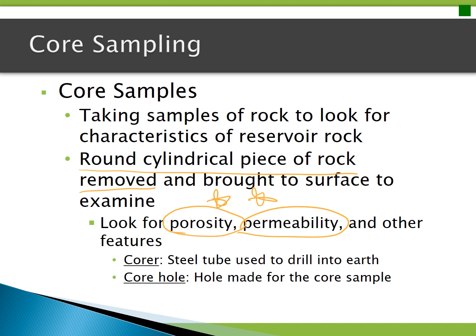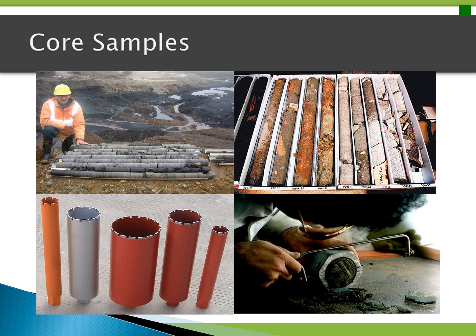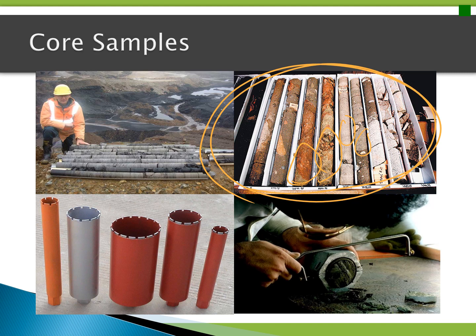There are a few terms that you're going to need to know. The core is the actual machine, the tube that is used to drill into the earth, and then the core hole is the actual hole made from that core sample. Here are some core samples on the upper right. They've taken out the rock, and the geologist will analyze the permeability and the porosity of these various samples to figure out if oil would be naturally found there, or if this is an area that they should be digging because it'd be easy to get to the oil. And here are your cores.